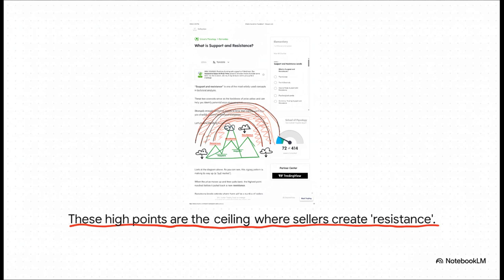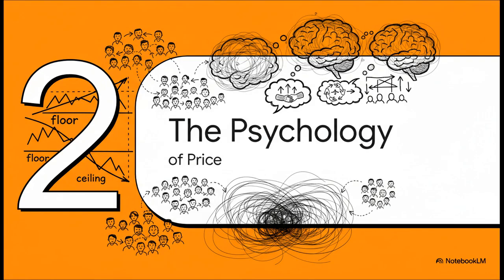Each one of these peaks, labeled resistance, is a point where the sellers dug in their heels and said, that's high enough. The buyers just couldn't punch through that wall of selling. So here's the really crucial thing to get. These floors and ceilings are not just some random lines on a chart. They are the direct result of human emotions, of people making decisions on a massive scale. It's all about what the crowd believes.